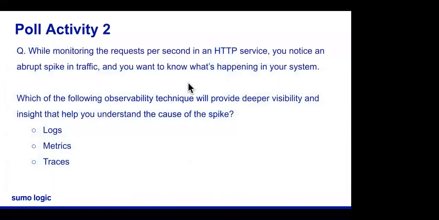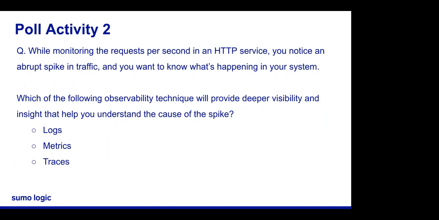All right. Poll activity 2. This is one we have not talked about, but it's going to lead us into our next conversation. So when monitoring the requests per second in an HTTP service, you notice an abrupt spike in traffic. Now, what would cause that spike in traffic, or how would I notice that, or what am I looking at? That's the answer to the question.